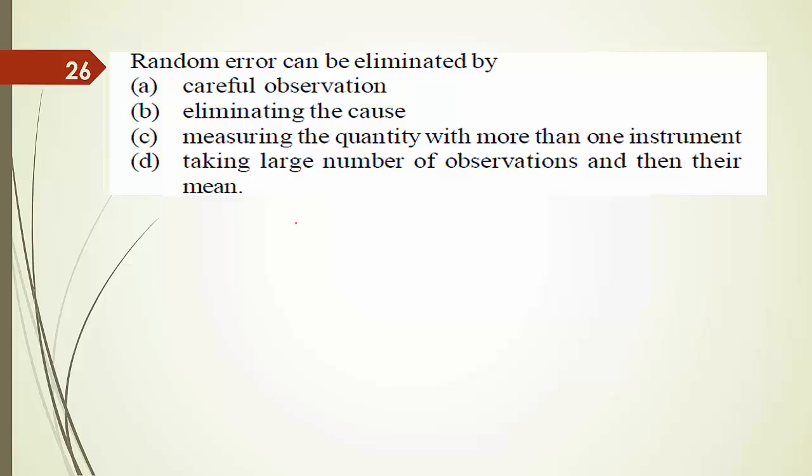Random errors can be minimized or eliminated only by repeating the observations. For example, in an experiment like the simple pendulum, we take a pendulum and oscillate it for 20 oscillations. We repeat the same procedure 3 times. Why do we repeat it 3 times or more? Because we want to decrease the error.